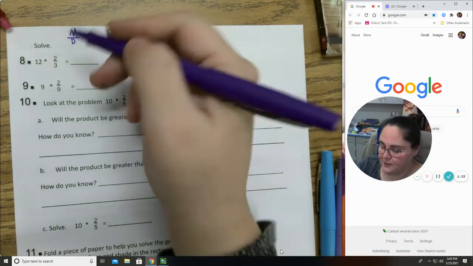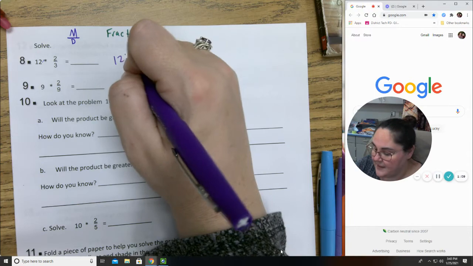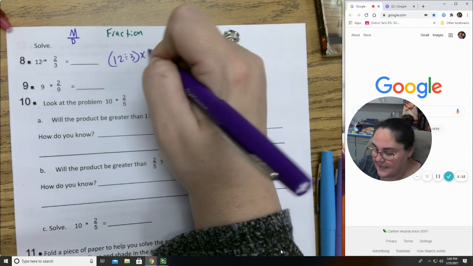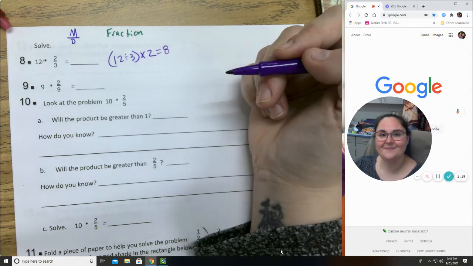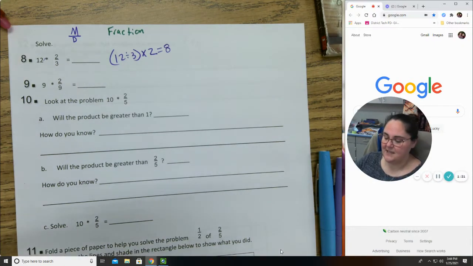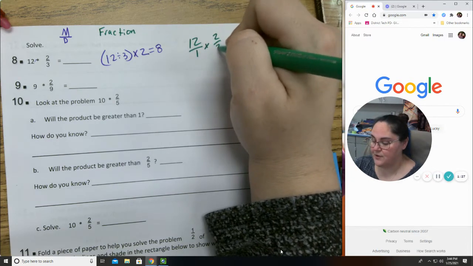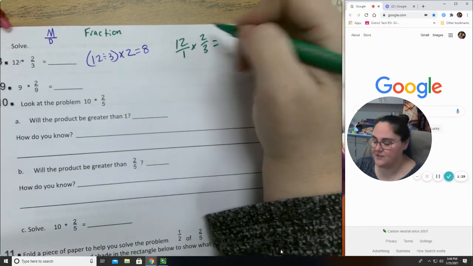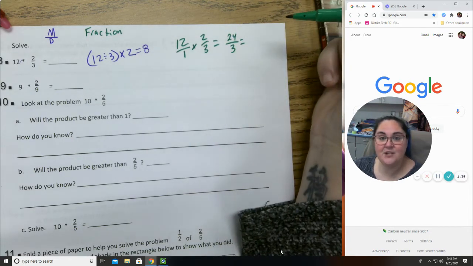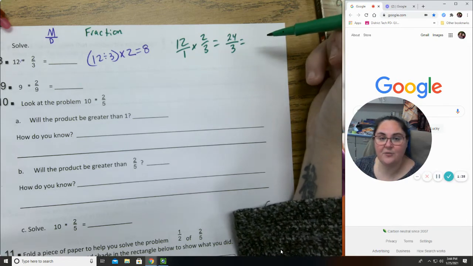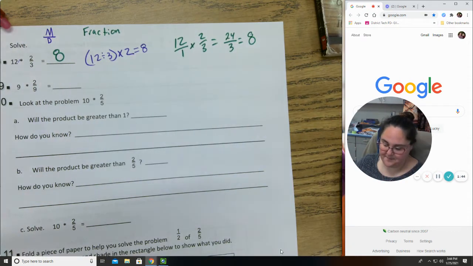So we're going to start with this first one. So I know that I can divide by 3 easily. So I'm going to do 12 divided by 3 times 2. 12 divided by 3 is 4 times 2 is 8. Let's check and see if we're right. 12, remember I put it over 1, times 2 over 3, and multiply straight across. 12 times 2 is 24 over 3. And then it's an improper fraction, so I'm going to divide. 24 divided by 3 equals 8. So my answer is the same.